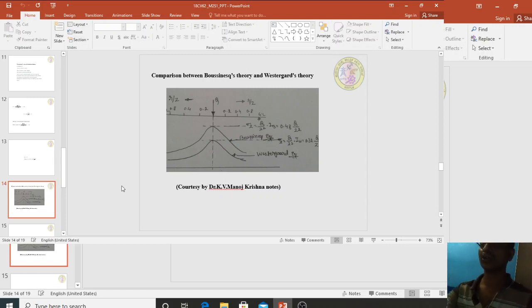So what you conclude from this comparison? The conclusion we can draw here is Boussinesq theory is having a higher stress carrying capacity than Westergaard's theory by 0.48 minus 0.32 divided by 0.32 into 100. If you do some percentage, you will get it. That much percent higher stress carrying capacity is there in Boussinesq theory.